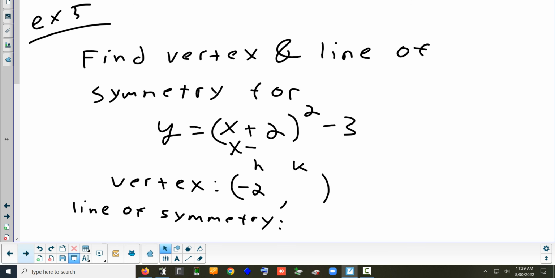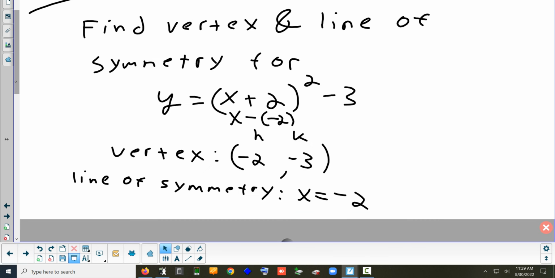So we've shifted left 2, because that's the number after the minus sign. And then how about my K value? -3. There's nothing tricky about the K. It's just whatever number is at the end. Now the line of symmetry, as Jessica just said, is X equals H. In this case, X equals -2. Any question on that?